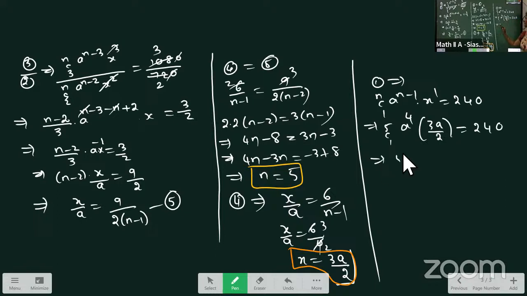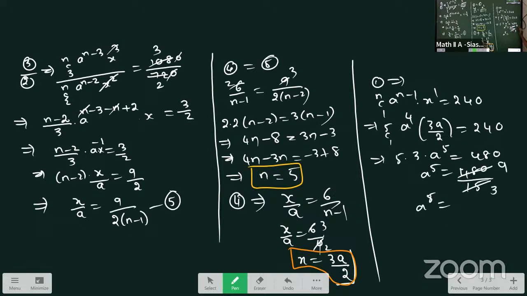5C1 is 5 into 3. A power 4 into a is a power 5 is equal to, cross multiply 2, 240 into 2 is 480. Now a to the power 5 is equals to 480 by 5 3s are 15, which will come down. If you are good at calculation, directly cancel with 15. Otherwise, first do with 5. 5 3s are 15, 5 9s are 45, and 5 6s are 30. Next, 3 3s are 9, 3 2s are 6. We got a power 5 is equals to 32.